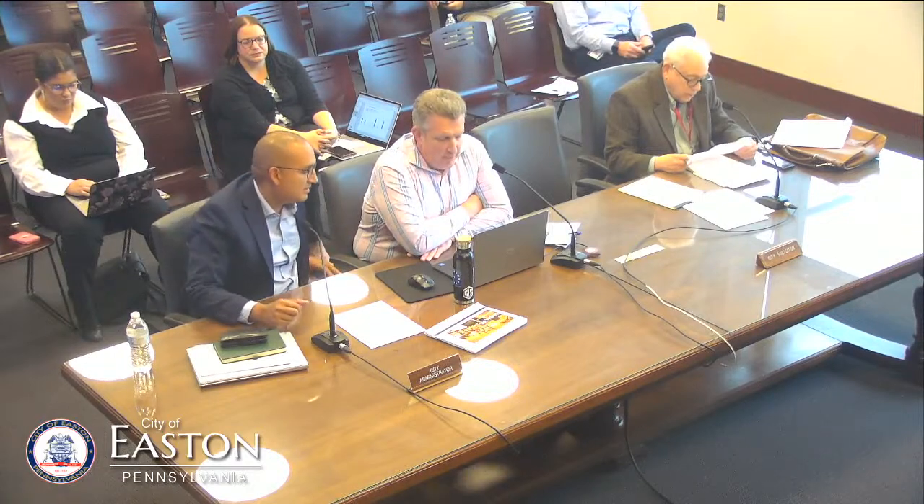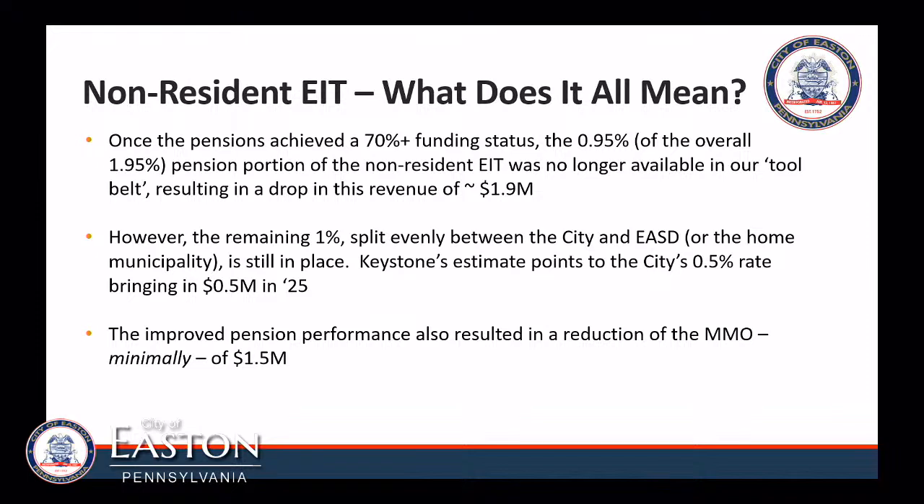Okay, that's fine. So, Dr. Ruggles, to answer your question, with the funding level improving in the pensions, our MMO actually dropped. The third bullet point here notes that our MMO went down, I'd say minimally, 1.5 million. I say minimally because if the pension plan hadn't performed as well as it did, the funding level would be below 70%, and we probably would have paid more than 1.5 million, or additional money in the MMO going forward, as opposed to having it drop. So yes, we lost 1.9 million in non-resident EIT pension revenue, but our MMO went down by $1.5 million. So that gap is much smaller than you would think initially.